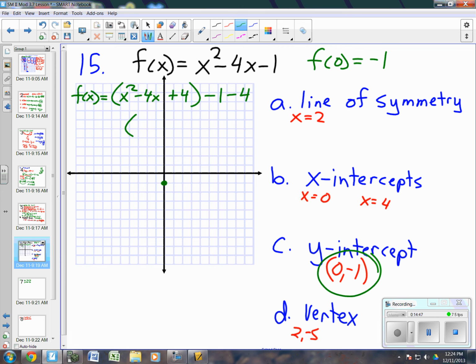Factor this. What two numbers can I times together and get 4 and add together and get negative 4? Negative 2, right? X minus 2 and x minus 2. And negative 1 minus 4 is negative 5. So guess what? My vertex is at 2, negative 5. Remember, it's the opposite of this. X minus 2 would be positive 2, negative 5. So my vertex really is right at 2, negative 5. And we checked that on the graph. So we're going to go over to 2 and down 1, 2, 3, 4, 5. It didn't look like it was right on there to me.